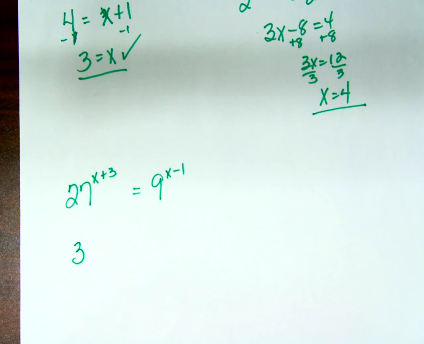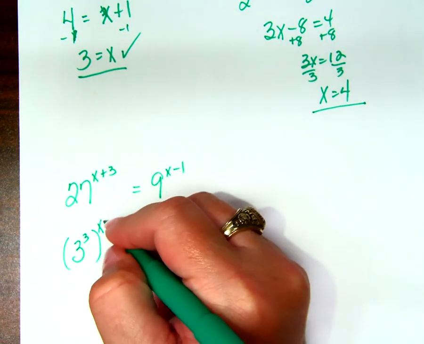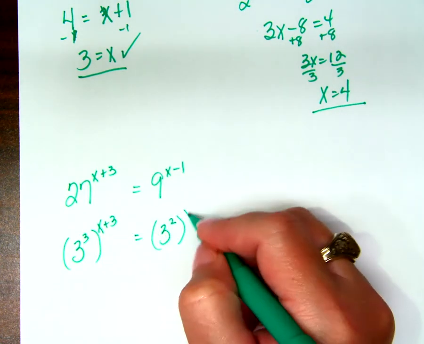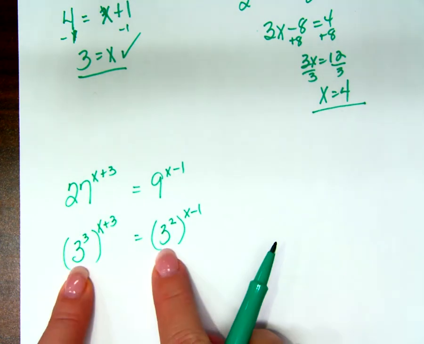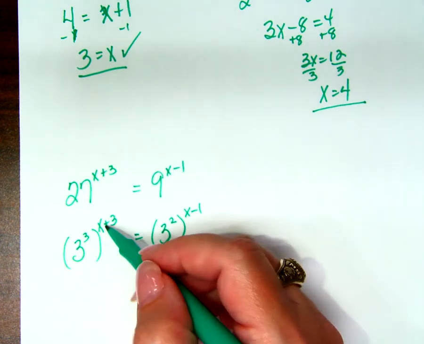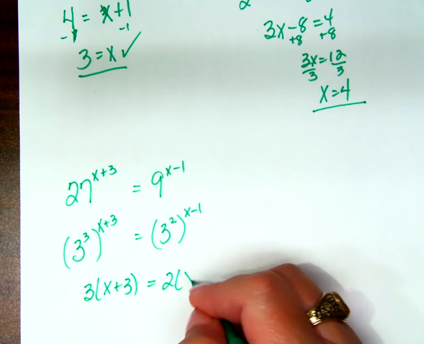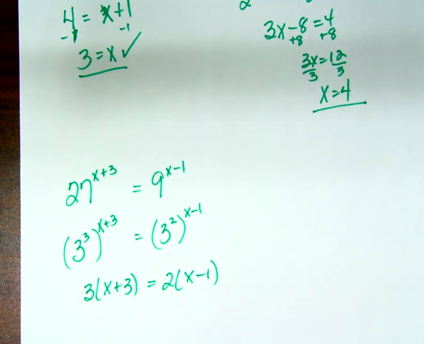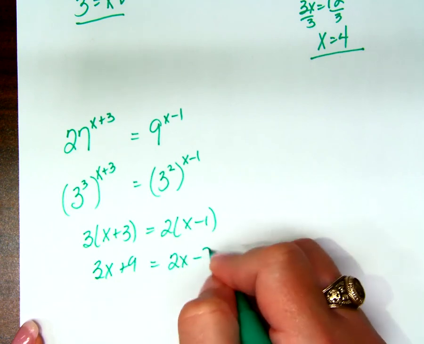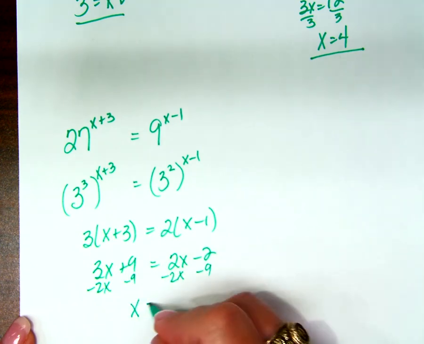Now I'm going to have to use some of my exponent properties, right? Because I know 27 is 3 to the 3rd, and then that's raised to the x plus 3 power. I know that 9 is 3 squared, and that's raised to the x minus 1 power. Now that the bases are the same, what do I do with these exponents? I do multiply because it's a power to a power, right? So I have 3 times x plus 3 equals 2 times x minus 1. And again, that's a simple equation that we've been solving for a long time now. 3x plus 9 equals 2x minus 2. Subtract 2x and subtract 9 from both sides. X equals negative 11.